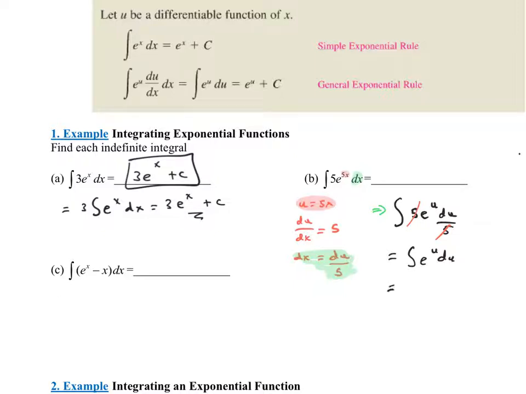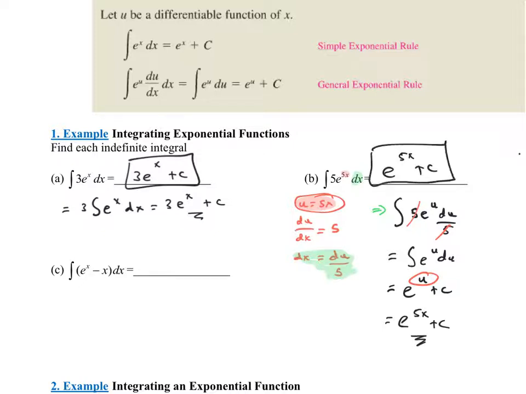Since our variables match, we can integrate. We would end up with e to the u plus c. But don't forget, you always need to back substitute for u. U was 5x, so we'd have e to the 5x plus c as our final answer. Again, remember, anytime you anti-differentiate, you can always check your answer by taking the derivative of your answer. Notice the derivative of e to the 5x plus c would be e to the 5x times 5, which is the original problem.